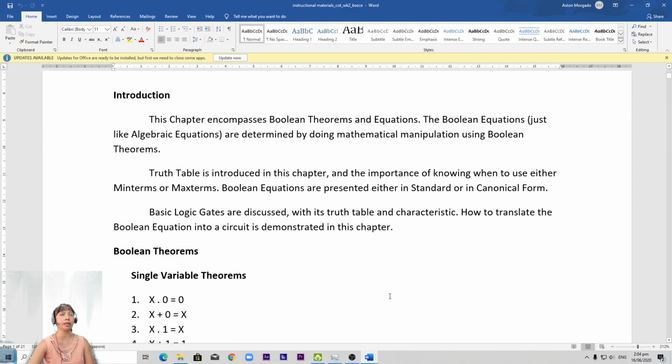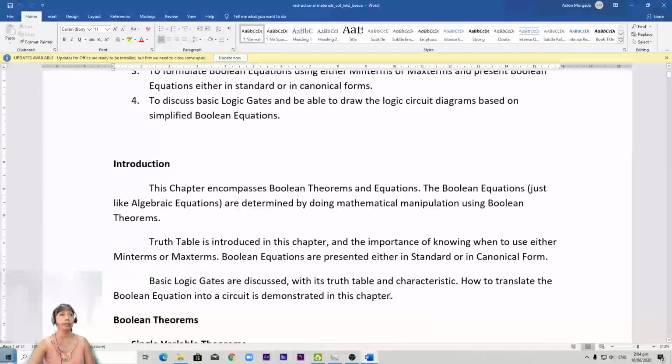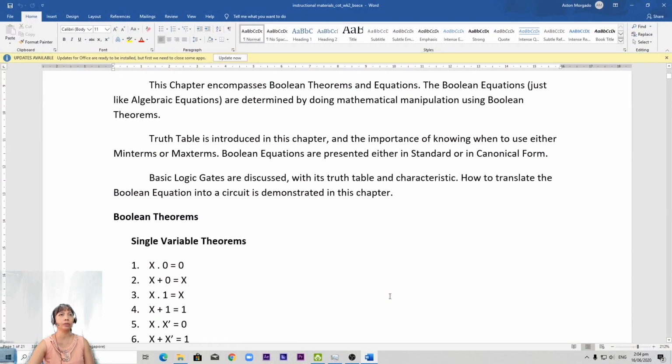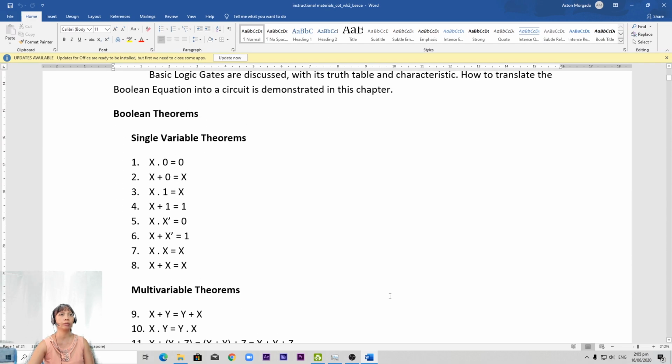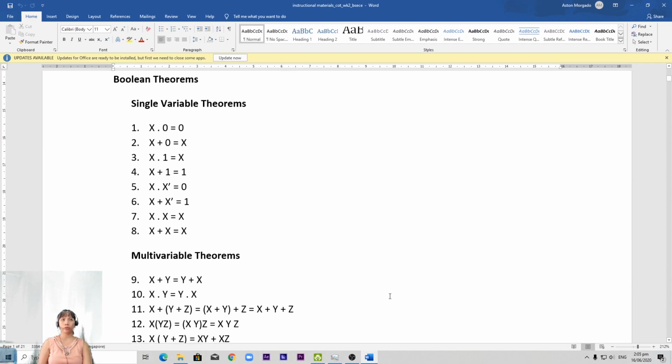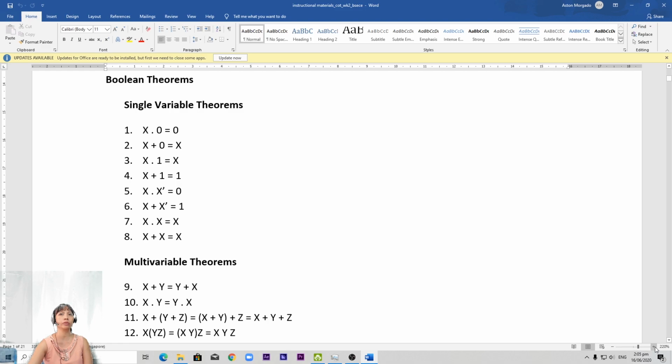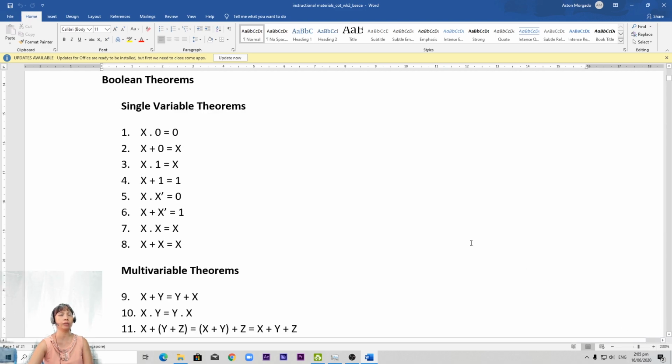So in this chapter, let's begin with Boolean theorems. Okay, so Boolean theorems are more like algebraic theorems or algebraic properties. Okay, so let's proceed. So let's start with the single variable theorems.